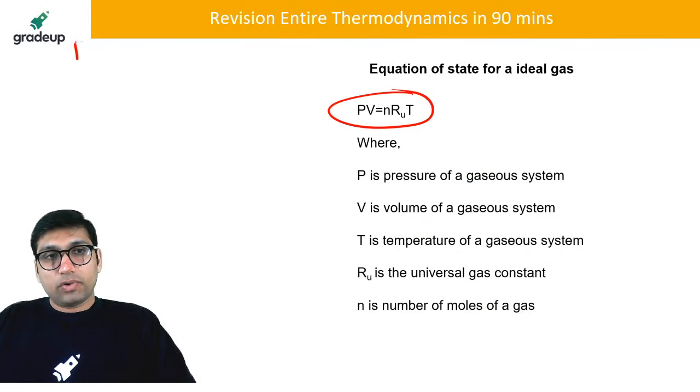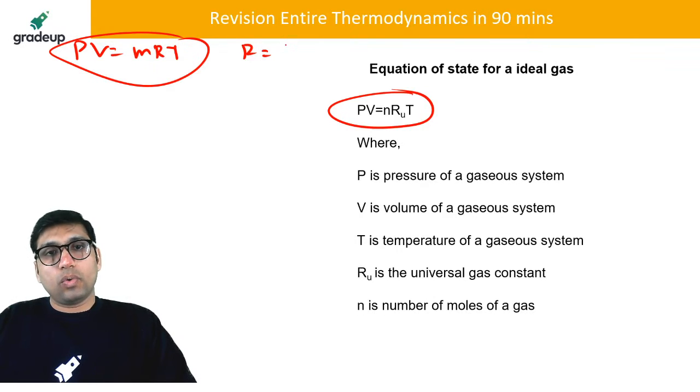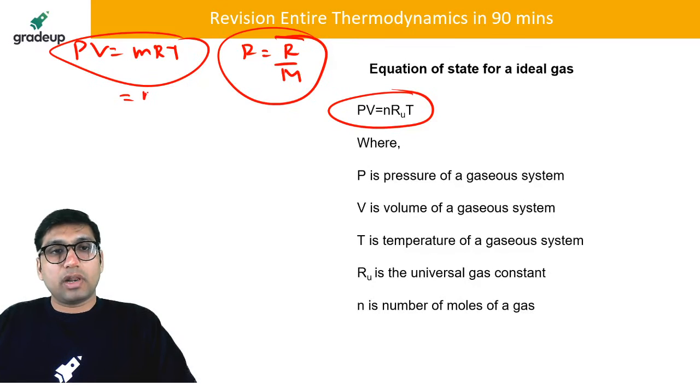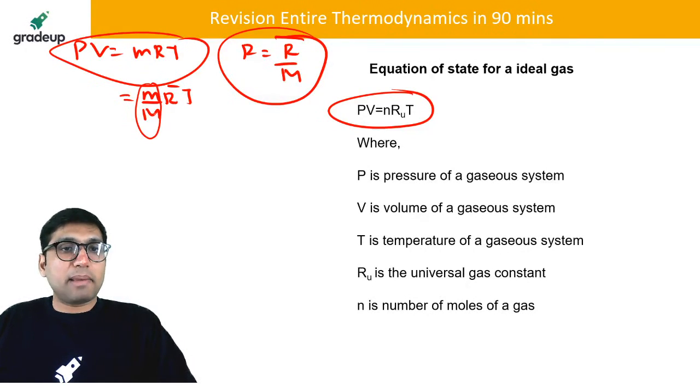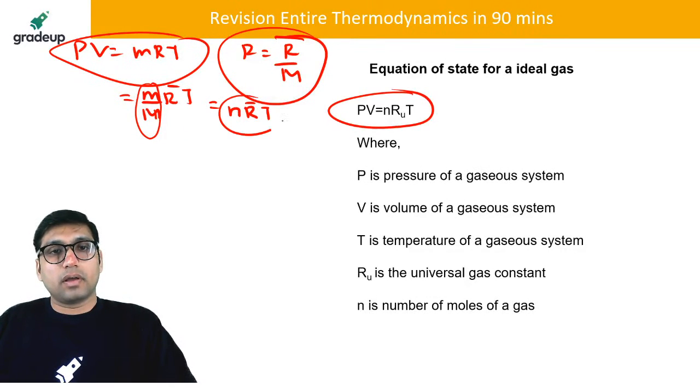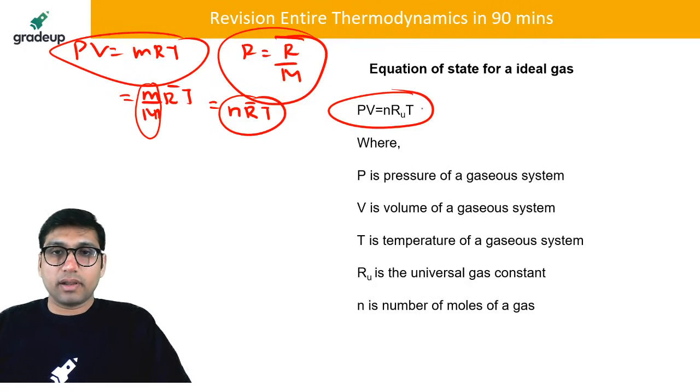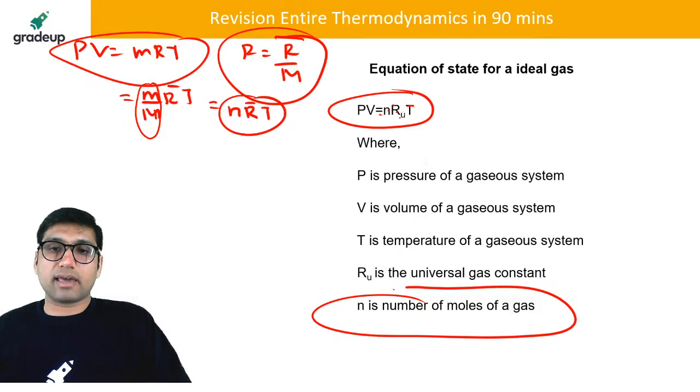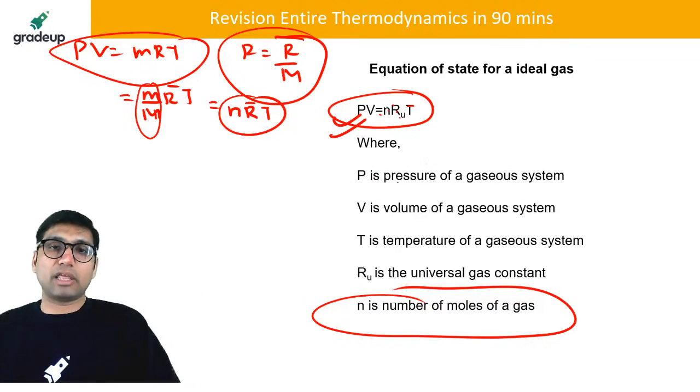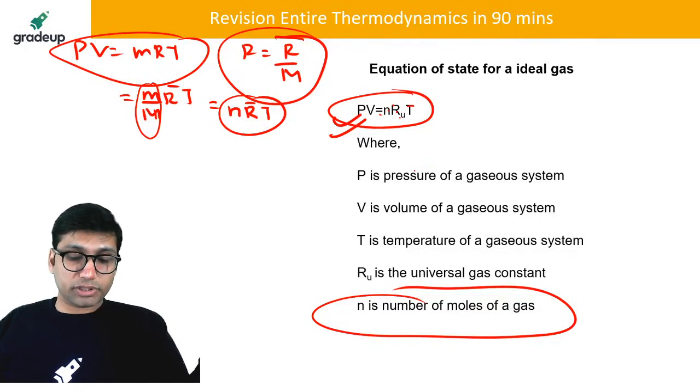Now, as I told you, PV is equal to mRT, and R is equal to universal gas constant by molar mass. That you can also write as m by M into R universal into T. This mass by molar mass is equal to the number of moles. This is also an ideal gas equation: PV is equal to n into universal gas constant into T. This is the universal gas constant, and this is the number of moles of the gas. This is also one form of the ideal gas equation that you can use in solving some questions.